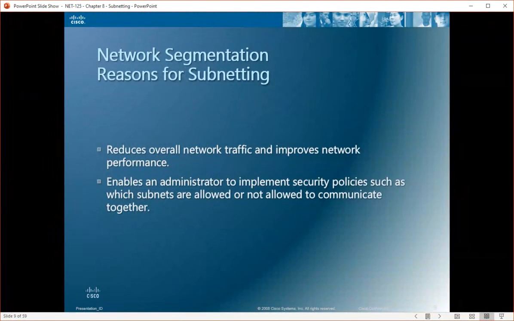So subnetting improves overall traffic as well as overall performance because we are creating this branching infrastructure to allow all traffic to flow back to that central point, what we call the demarcation point. This also allows administrators to implement policies such as which subnets are or are not allowed to communicate with one another. So you can have separation one to the other.